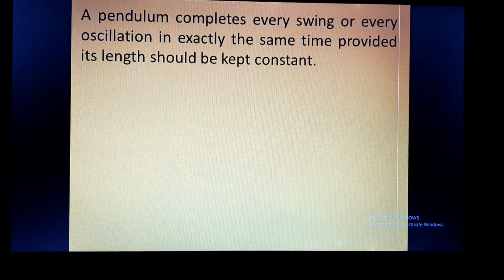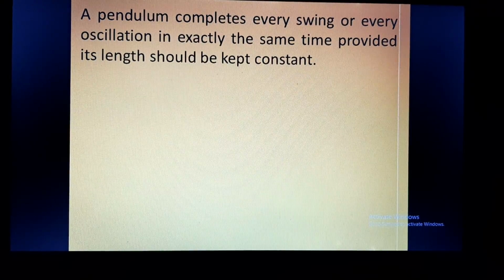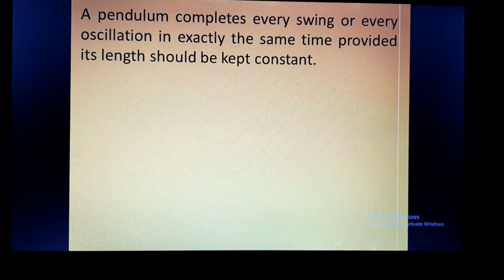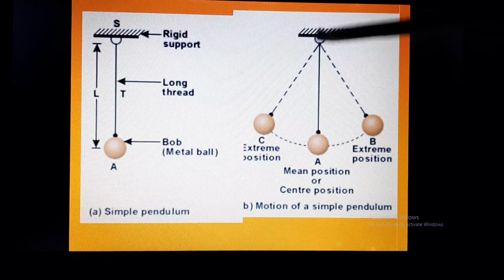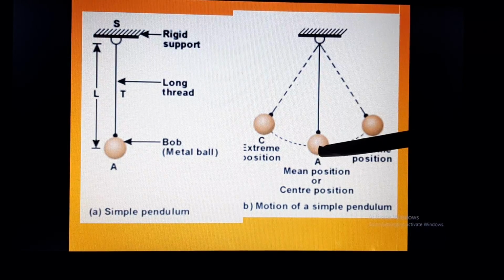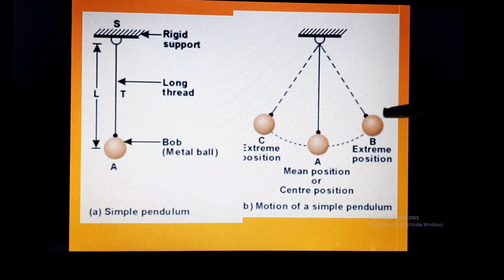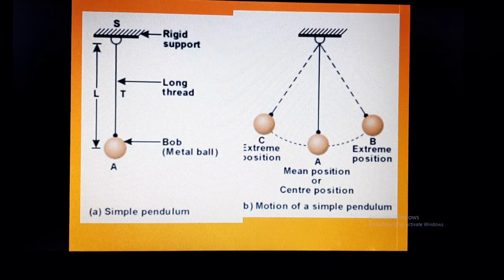A pendulum completes every swing or every oscillation in exactly the same time, provided its length is kept constant. What does this mean? If this length is constant, if this length is not changing, the time taken by this bob to travel to this place and come back will be the same every time.